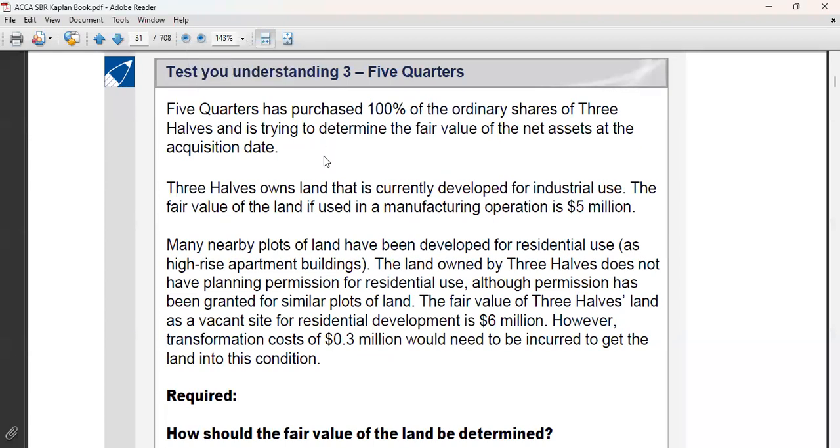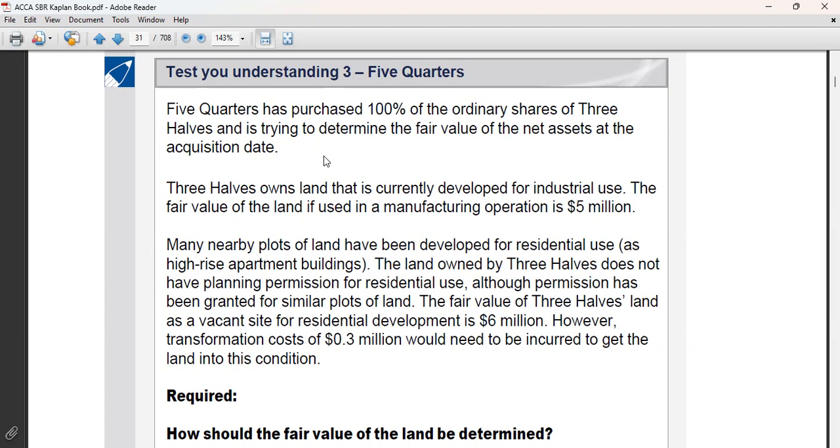All right, so look at this one. We have 5 quarters. 5 quarters has purchased 100% of the ordinary shares in 3 halves and is trying to determine the fair value of the net assets at acquisition. If you don't get this one correct, I understand, because it's consolidation, and we will see it when we get there. Remember I told you that fair value, IFRS 13, is applicable in IFRS 3, business combination. So this is what we call a business combination.